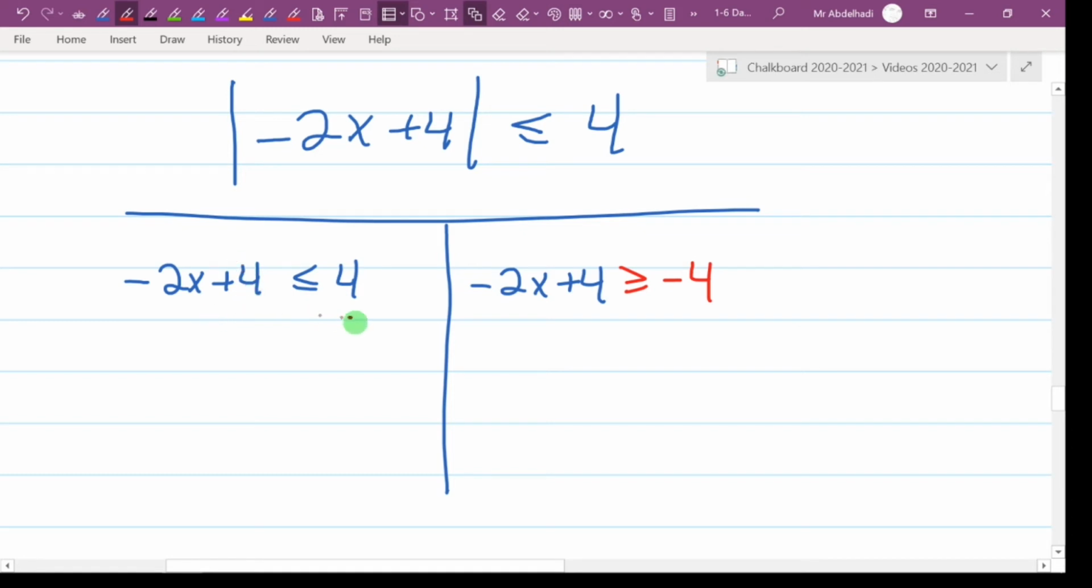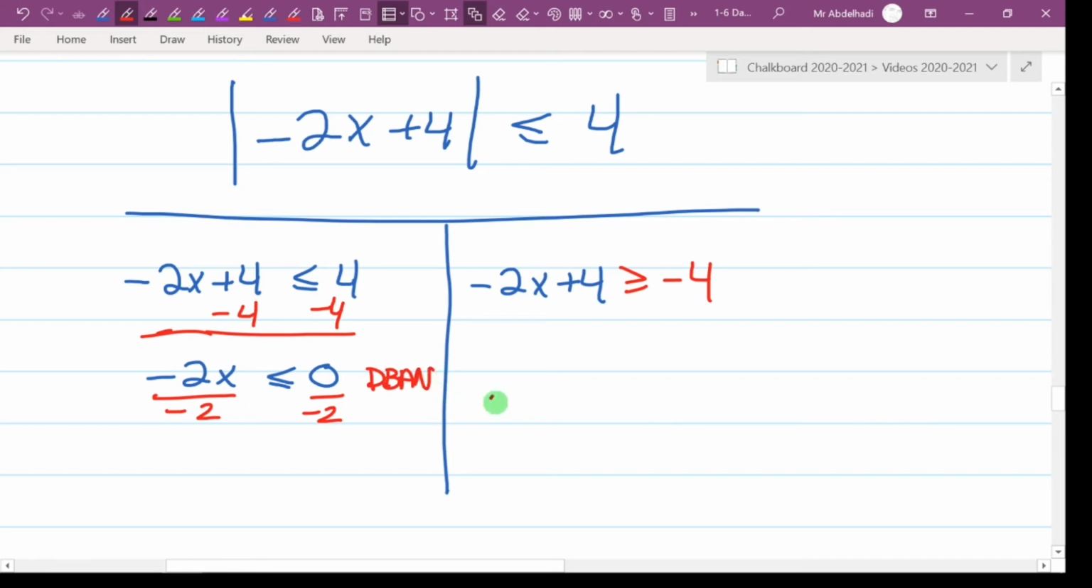We're going to subtract 4 from both sides, okay, and this becomes negative 2x is less than 0. And now we need to get rid of this negative 2, so we'll divide by a negative 2. I just divided by a negative, D-ban, which means that this is going to be x and this is going to be 0, but this inequality, because I divided by a negative, is going to flip, and instead of being a less than or equal to, it's going to become a greater than or equal to.